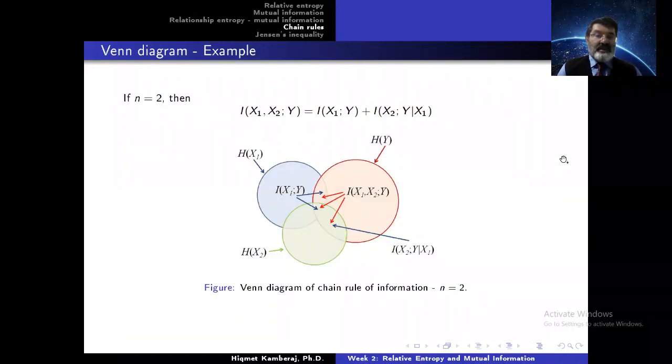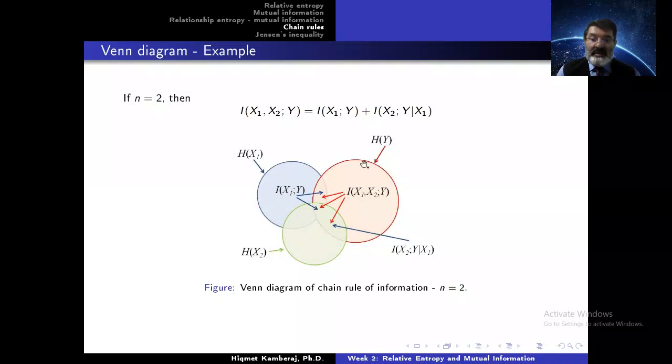Now we can demonstrate this one using the Venn diagram. However, the example is simple, for n equal to 2. So this means that I have x1, x2, and y as the variables. Then the theorem that we just proved can be written in this form: the mutual information between x1, x2 and y is equal to the mutual information between x1 and y plus the conditional mutual information between x2 and y given x1. Now let's see what all these terms are.